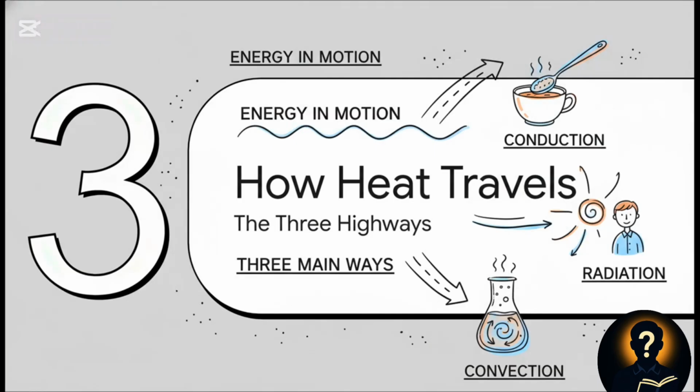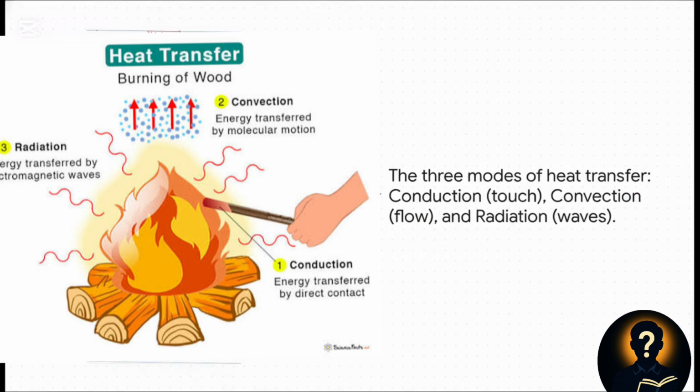All right, section 3, how heat travels. We know heat is energy on the move, but how does it actually move? Turns out there are 3 main ways it gets from point A to point B. Think of them as the 3 highways of energy transfer. This simple image of a campfire is perfect for showing all 3 at once.